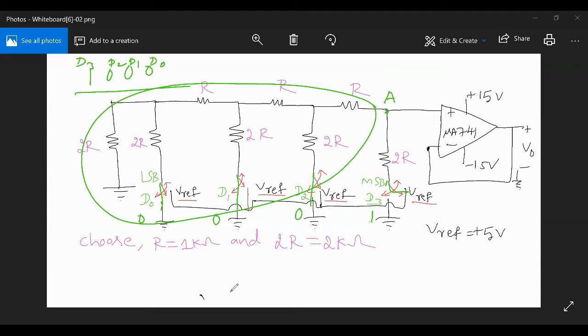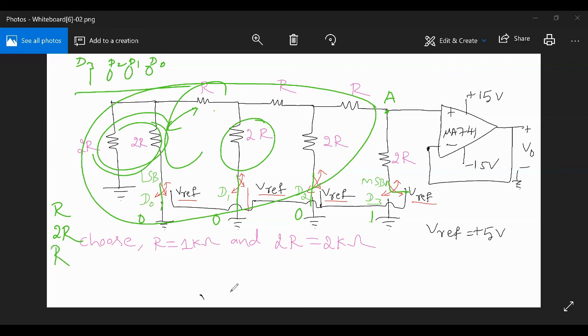Now it is easy. This 2R and 2R are both in parallel, so this equivalent resistance becomes R. This equivalent resistance R comes in series with this R. Therefore, R plus R is 2R. So that 2R and this 2R come in parallel. Again, 2R in parallel with 2R gives the equivalent resistance R.